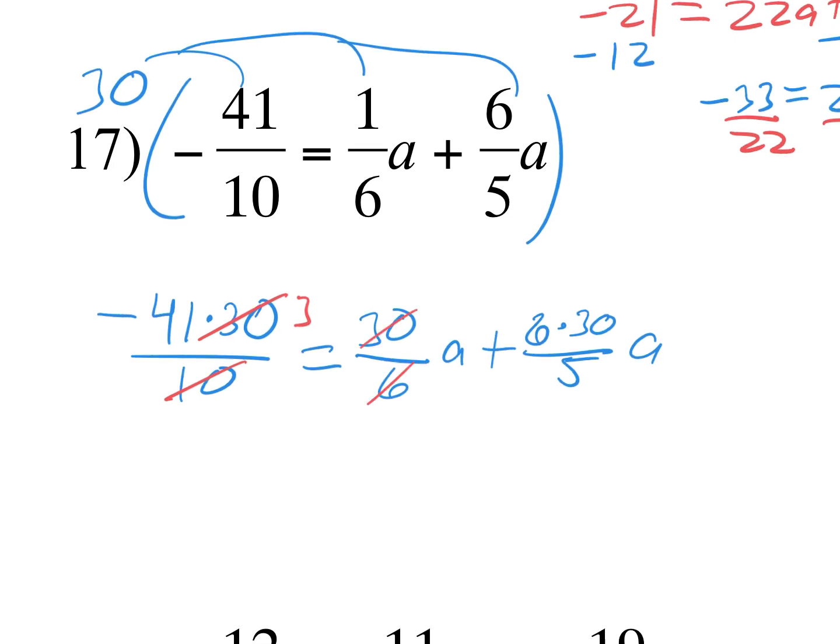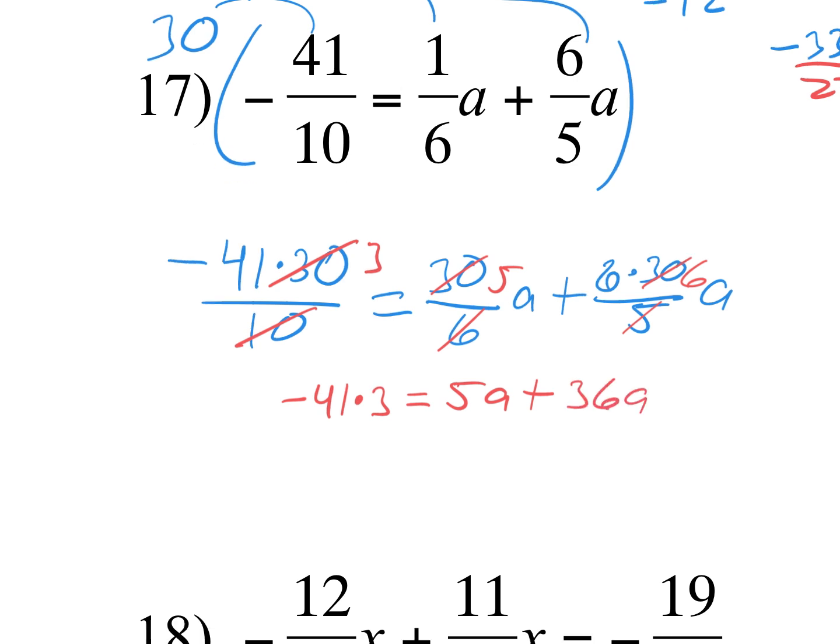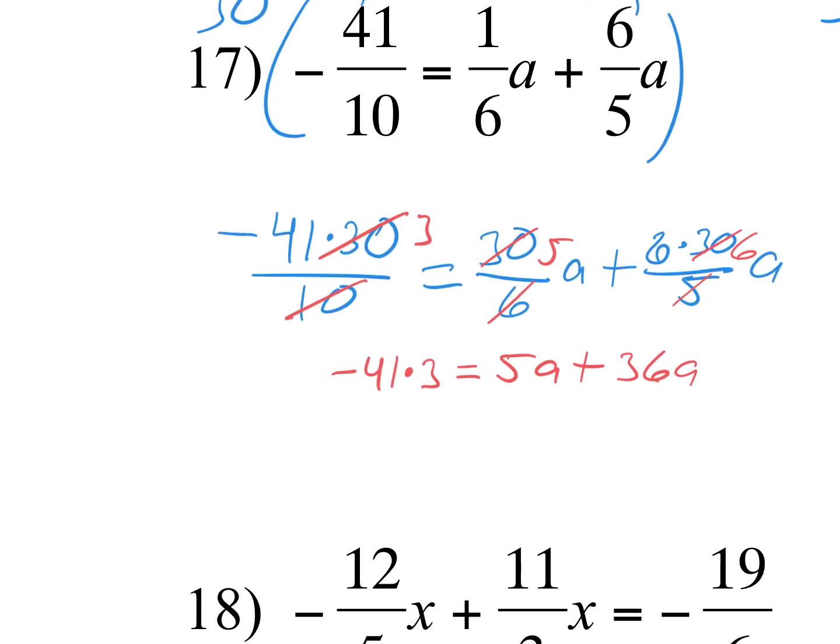Right, 30 and 6 simplify becomes 5. And then 30 and 5 simplify becomes 6. So we're left with negative 41 times 3 equals 5a plus, and then 6 times 6 is 36a. Notice negative 41 times 3 might be a little bit easier to do than negative 41 times 30 and then dividing it by 10. It's essentially the same thing, you just add a 0 at the end, but it might look a little bit less intimidating.